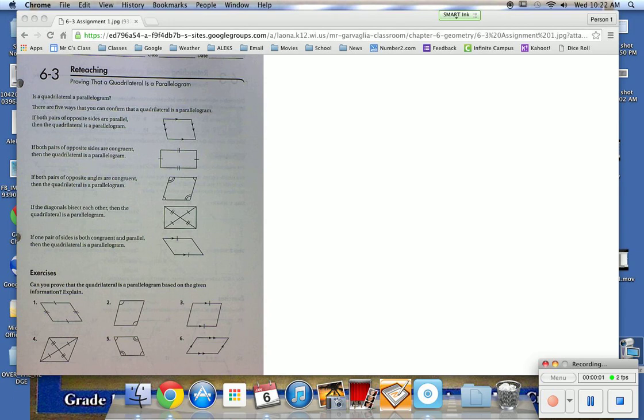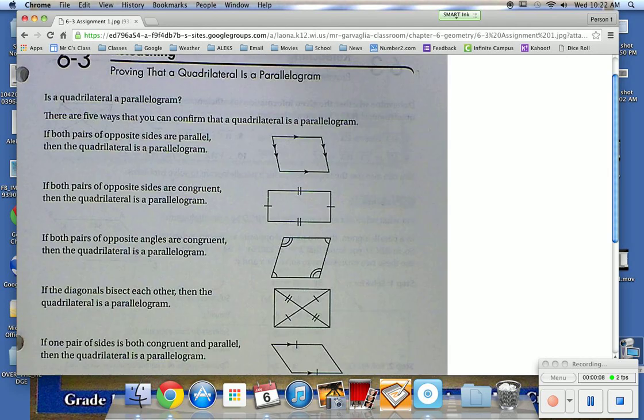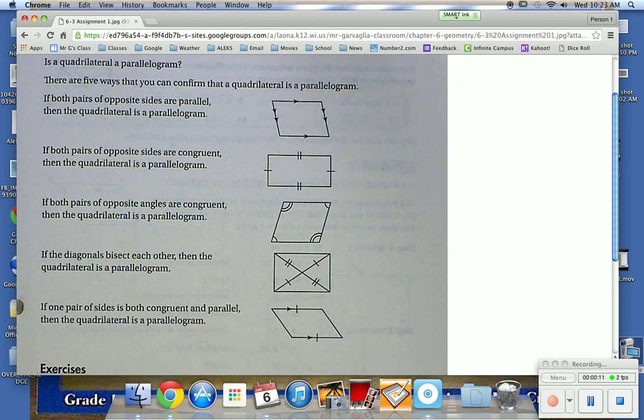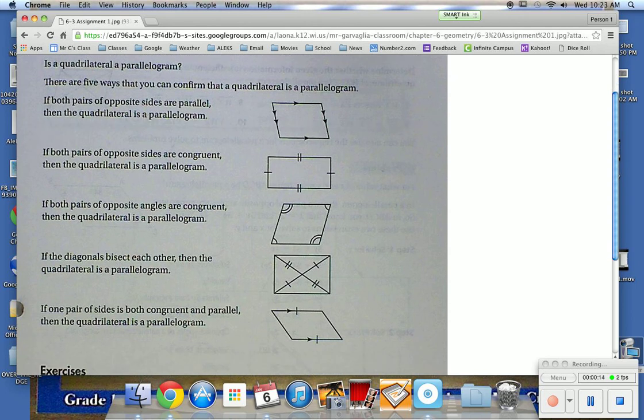All right, Chapter 6, Section 3. What do we know about quadrilateral parallelograms? Quad is a parallelogram. All right, there are 5 ways you can confirm a quadrilateral is a parallelogram. First way, if both pairs of opposite sides are parallel, then that's going to be a parallelogram. All right, if both sides are parallel, it's a parallelogram.